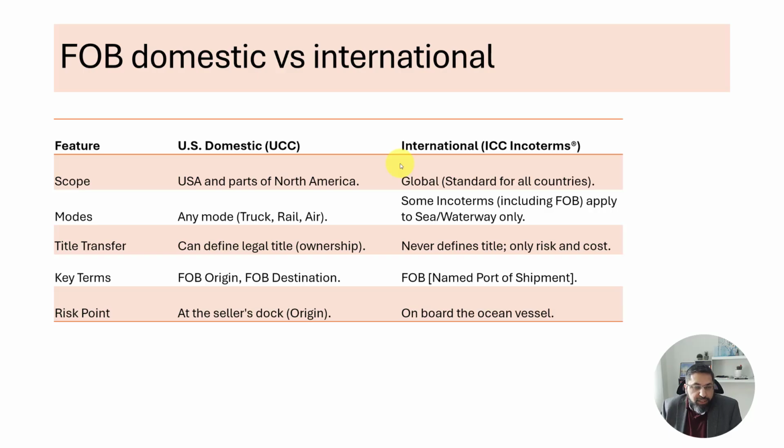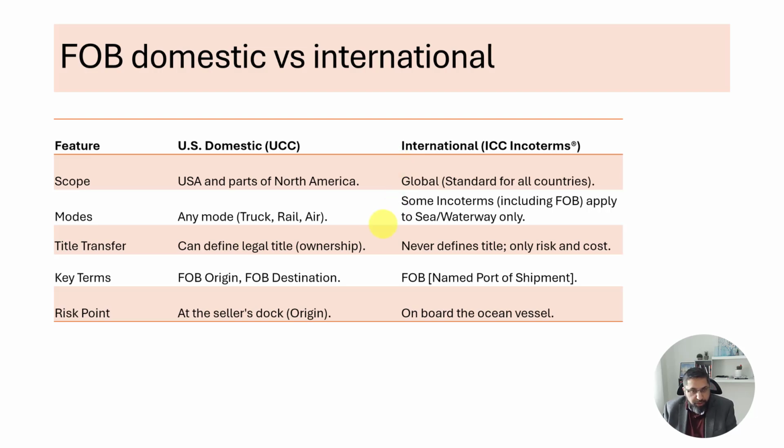Okay, so I made this slide just so people don't get confused by FOB domestic versus FOB international. FOB domestic is used in USA, maybe a few other parts of North America, mostly USA. FOB domestic, which is FOB origin, FOB destination, FOB origin prepaid, those sorts of terms, they apply to any mode: truck, rail, or air. But the Incoterms apply globally all over the world for international shipments. And some Incoterms, including the FOB, the ICC version, the global version, only apply to sea waterways. So remember, there were 4 terms.